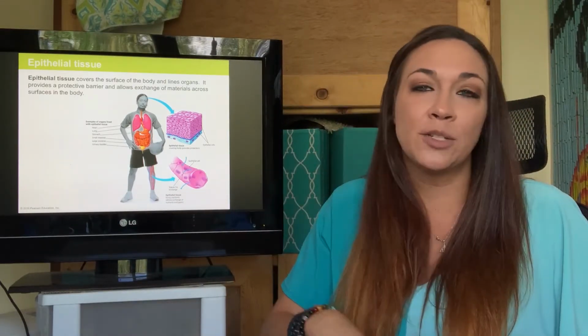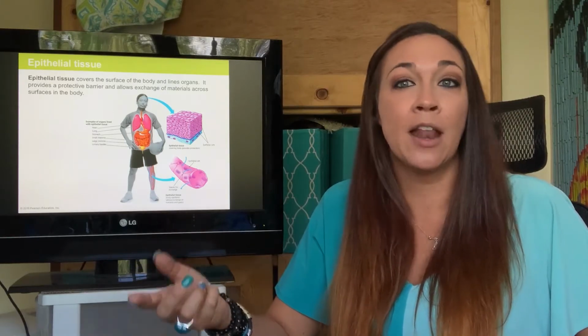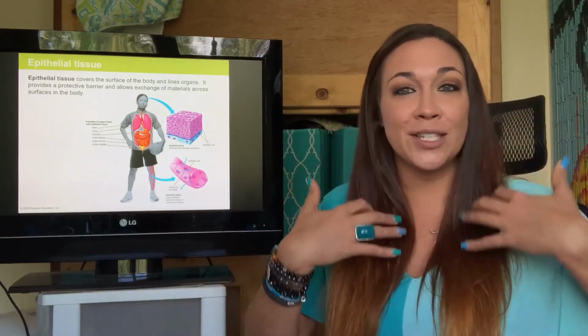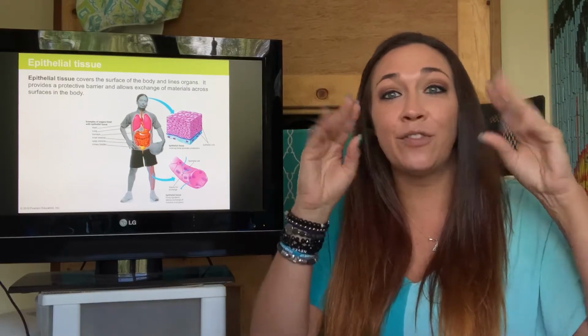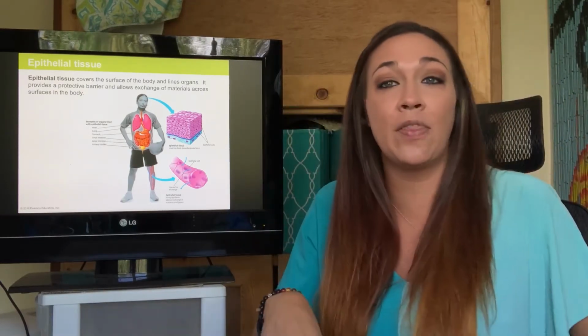Now, we've already talked about things like protecting from viruses and microbes and stuff like that. In our lungs and our throat, we have these tiny little cilia full of mucus to catch any antibody or anti-foreign things that float in there.